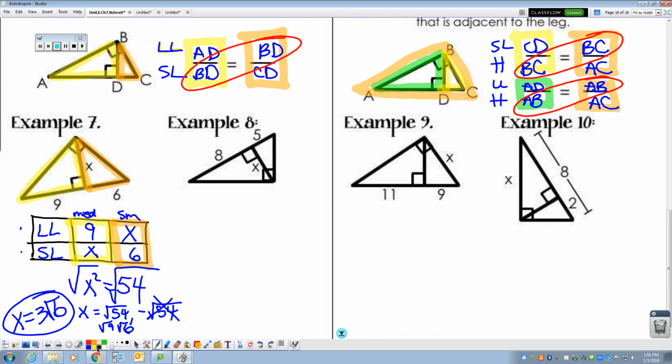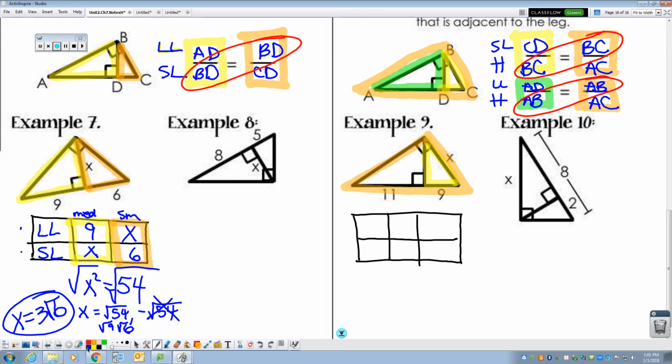So looking at number 9, we know that this is an altitude to hypotenuse question, which means I need tables. Now I need to figure out which triangles do I want. Well, X is here. That tells me right off the bat I want to be dealing with the small triangle, because X is in it, but also the large triangle, because X is in that one too. X is not in the medium triangle.